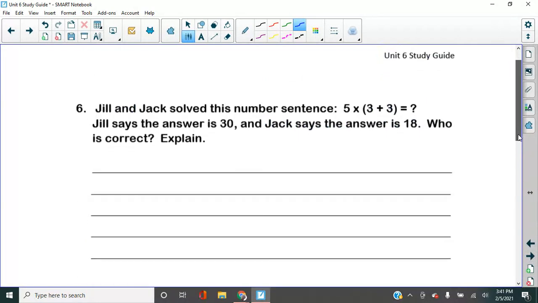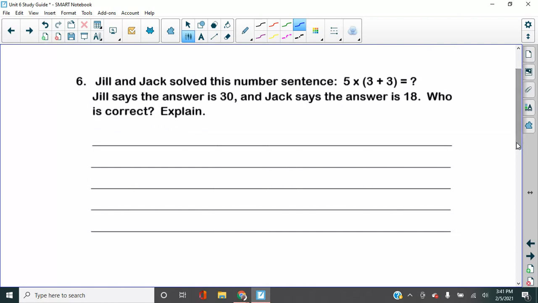Now, let's see. Before we read this, what do you remember about parentheses in math? Whatever is in the parentheses, you have to do that first. So Jill and Jack, hey, Jack, they're done going up a hill and falling down and fetching a pail of water. They are now solving this number sentence. 5 times open parentheses 3 plus 3 close parentheses equals question mark.